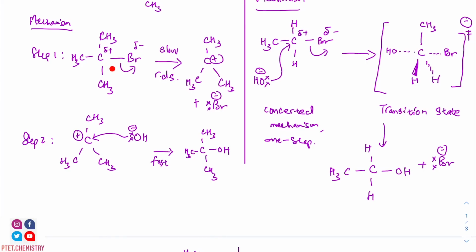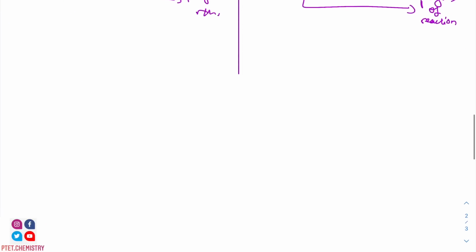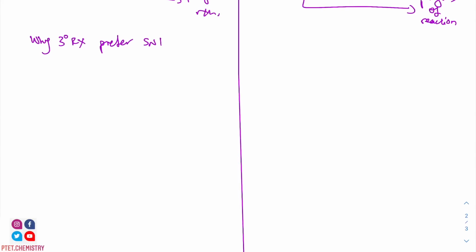Why SN1? There's one reason. Why not SN2? There's another reason. Let's think about it in the context of the mechanism itself. Why does tertiary halogenoalkane prefer to undergo SN1? There's one reason. Why not SN2? I'll address the first reason first.